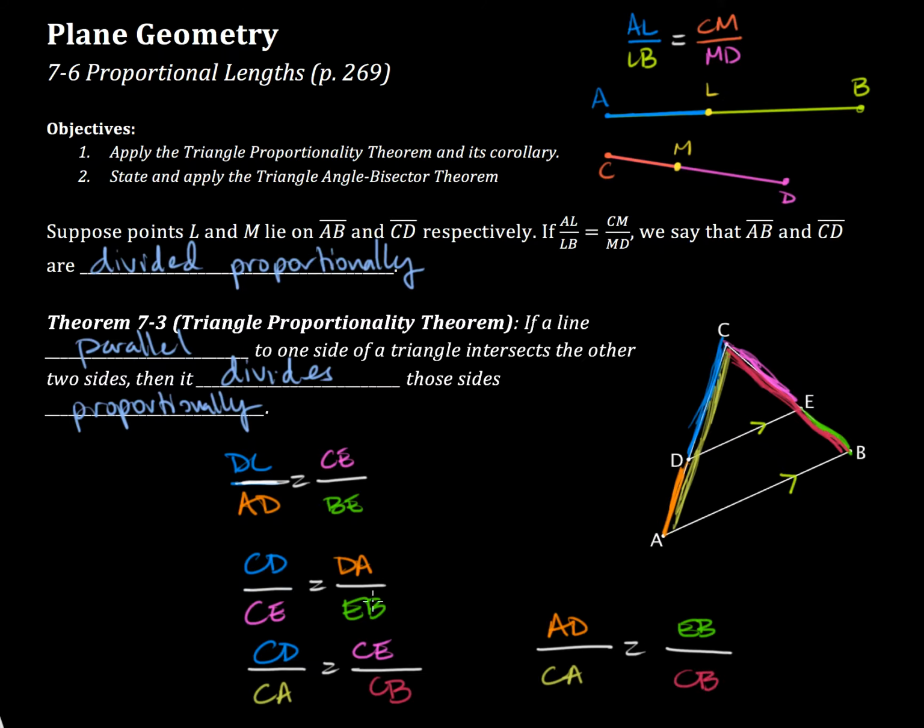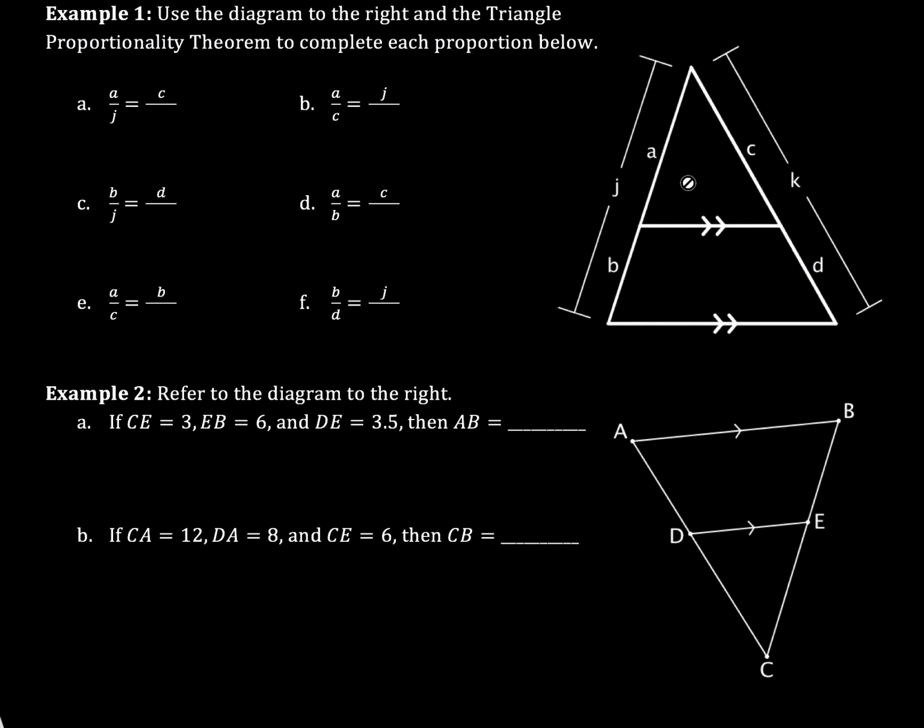Of course, each one of these I could also flip upside down, and that would still be true. So from this one theorem and this diagram, we get these four proportions that would all be true. Now let's take a look at another similar diagram and see if we can complete each one of these proportions. For the first one, we have A over J equals C over blank.